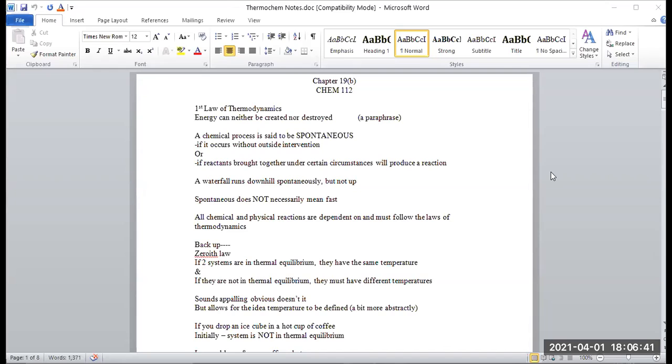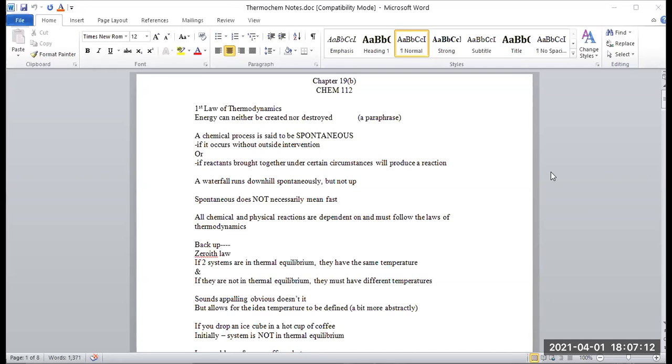So we start here with the paraphrase. This is not the actual way that the first law of thermodynamics is written, but the best way to understand it is: energy can neither be created nor destroyed. But you can change it, ought to maybe be the addendum to that.